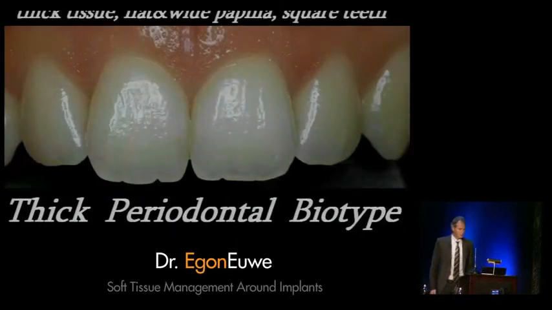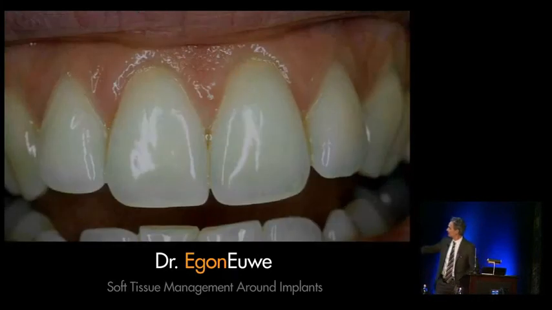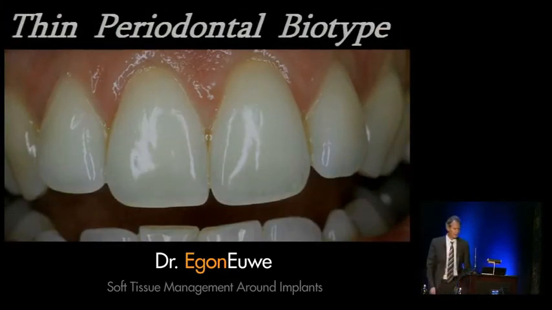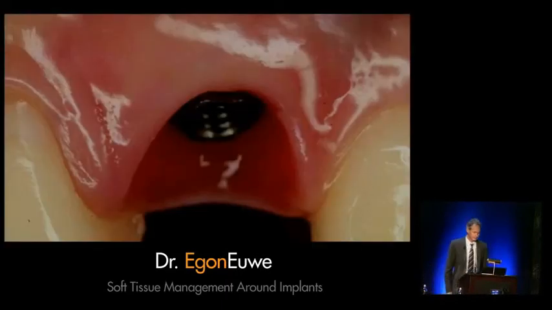And this is what we want. Thick periodontal biotypes, and this is what we most of the time will have, the thin periodontal biotype. So we know all what it means in tissue height and scallop papilla, triangular teeth, and very easy recessions, and you can see it also here. And that's true for every type of dental procedure you're going to do on these natural teeth.